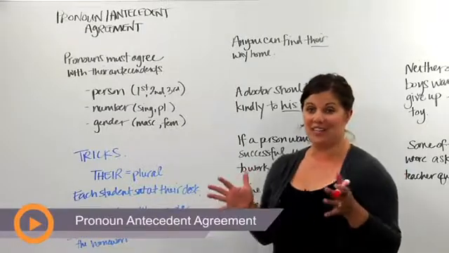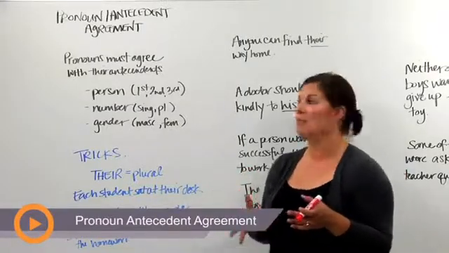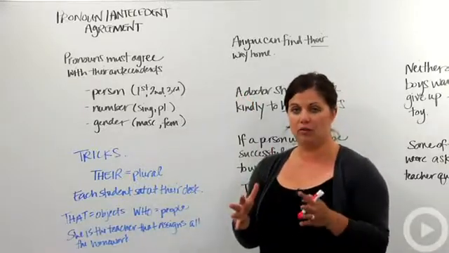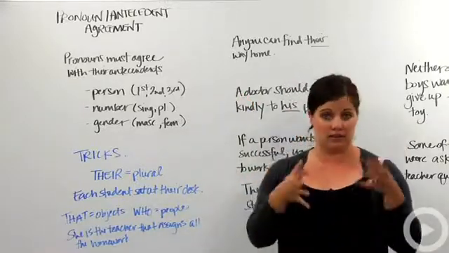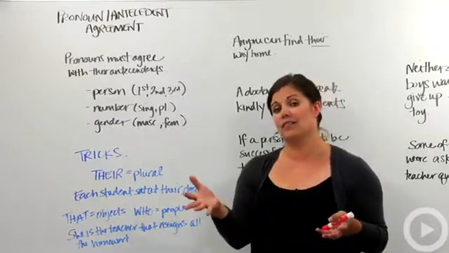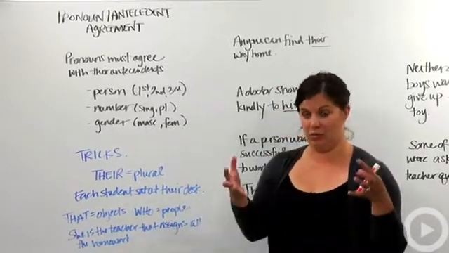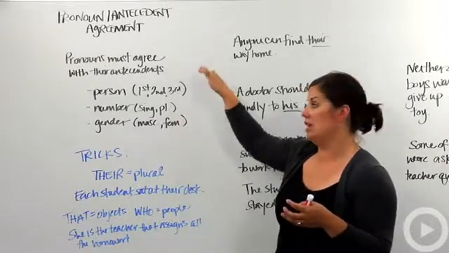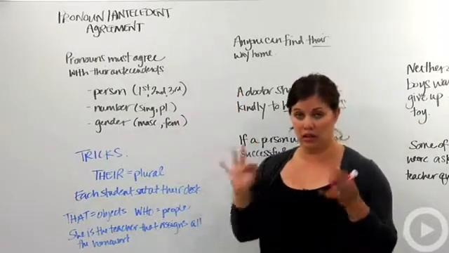All right, now we're talking agreement, and this time the agreement that we're talking about is the agreement between pronouns and antecedents. And just a quick review, a pronoun is a word in a sentence that takes the place of a noun. The antecedent of that pronoun is the noun that it actually replaces. So what we need to know about pronouns and the way they agree with their antecedents is they have to agree in three different ways.